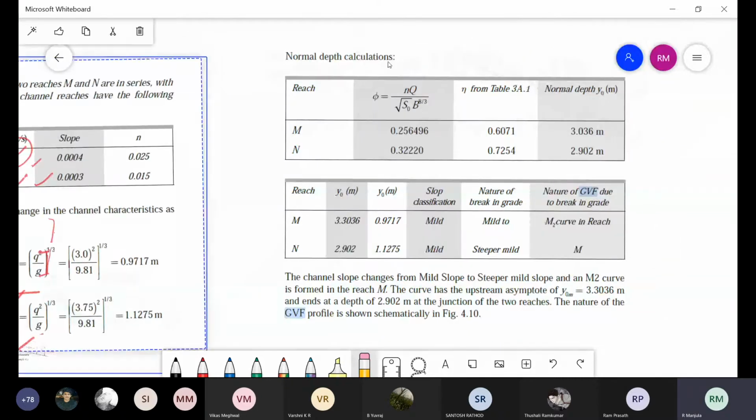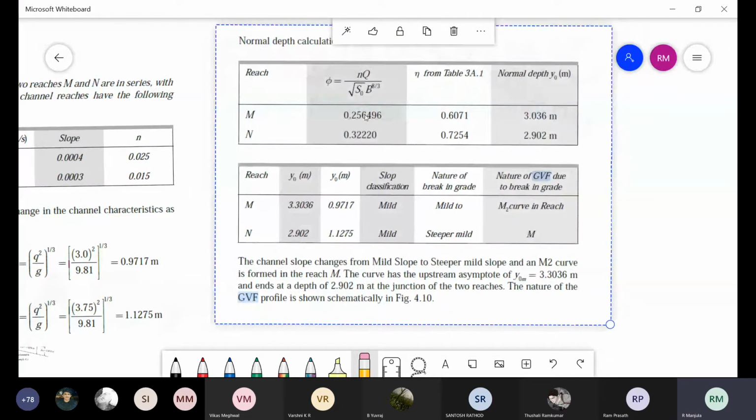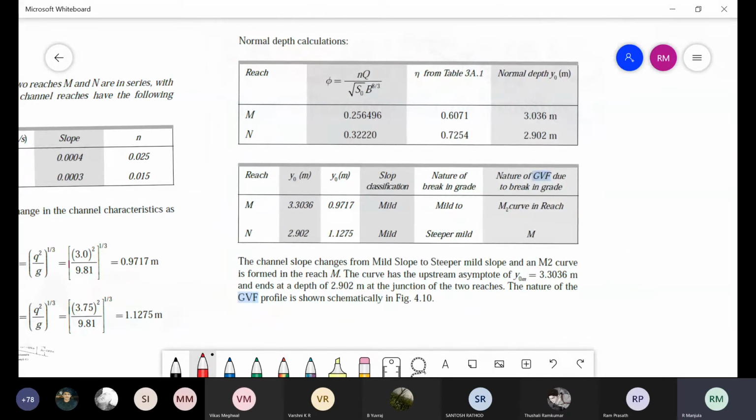Now you can see the normal depth calculations for reaches M and N. You know the phi value: phi is equal to n times Q divided by square root of S0 times B raised to 8 by 3. You calculate phi, and from phi you find the values, with Manning's n known. Now for the normal depth computations, from phi, y0 by B is nothing but eta, which is computed from Table 3A.1. Then by interpolation you take the value of y0 by B, and then you find the value of y0 from this. So you know the normal depth at sections M and N.